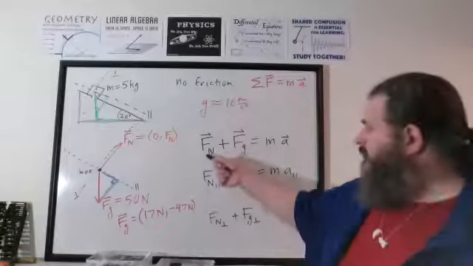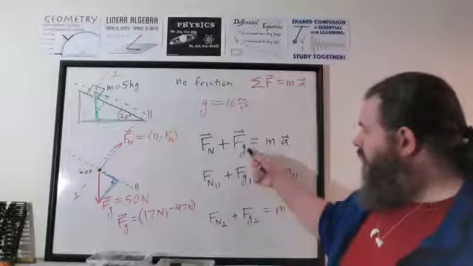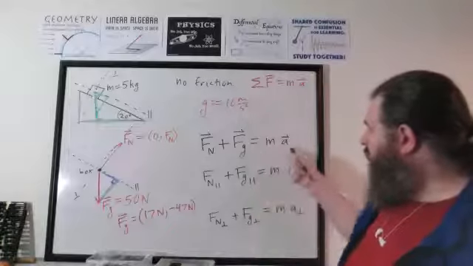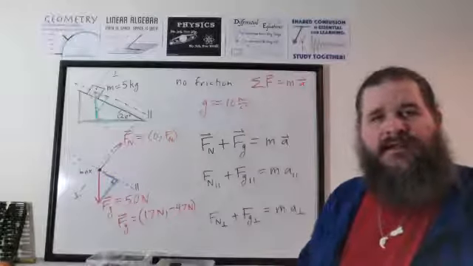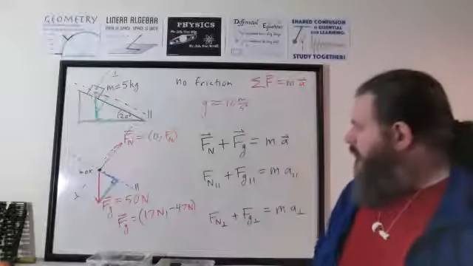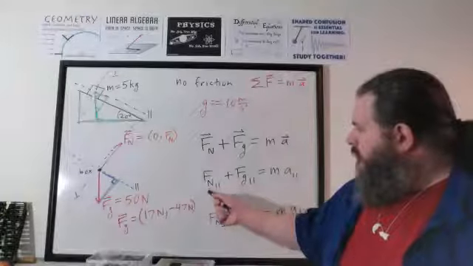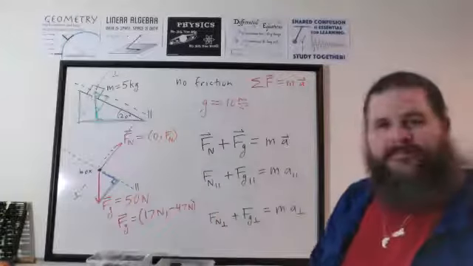But we're splitting each of the vectors into its components and rewriting this vector equation as two scalar equations because each vector has two components. And what do we know about these? For instance, normal force. What do we know about the parallel component?